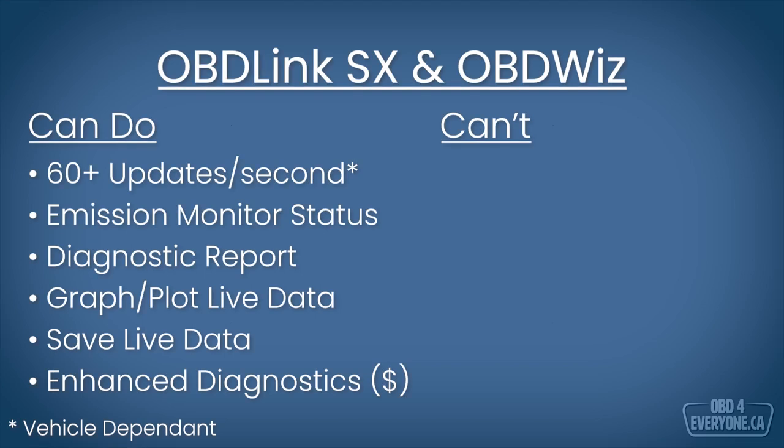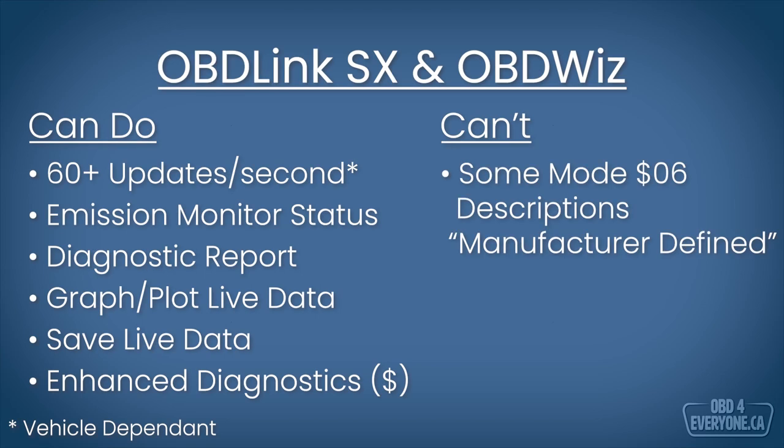On the other side, it can't always decode the Mode 6 descriptions and it will show up as manufacturer defined. Now, as I understand it, not all manufacturers provide the Mode 6 descriptions. So it may not be an OBDWiz issue, and to be honest, this is the same as every other affordable OBD app I have seen.